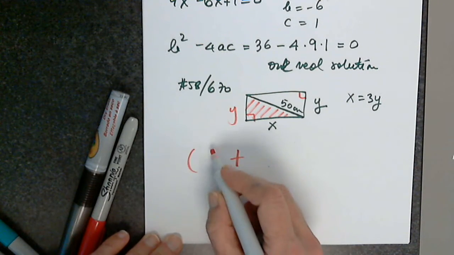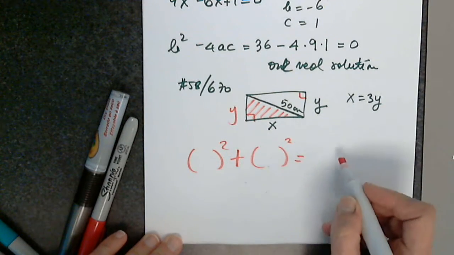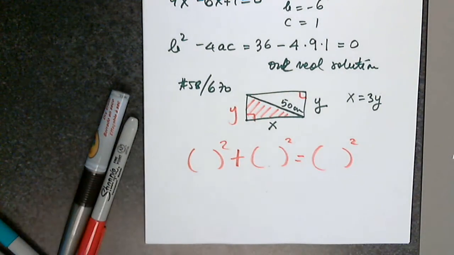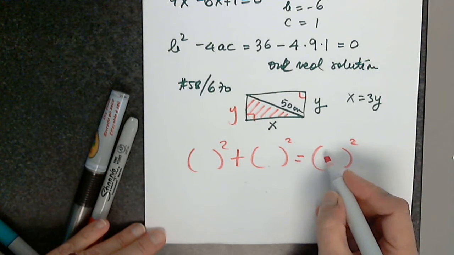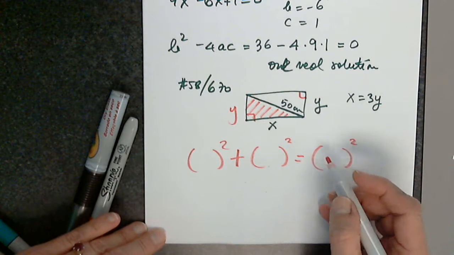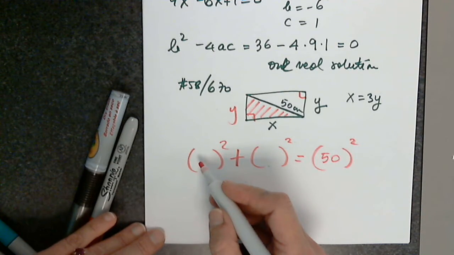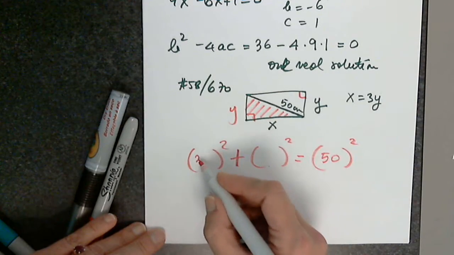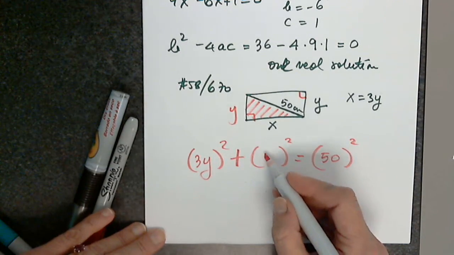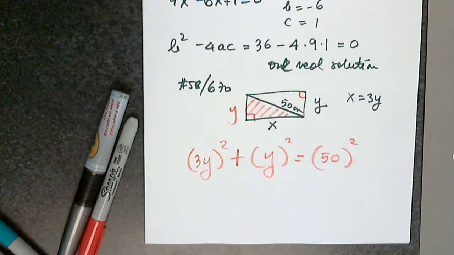It's the sum of the squares of the legs equals the hypotenuse squared. The longest side squared equals the sum of the legs squared. So what do I write here? Perfect. What do I write here? Yes, but I will write 3y. Perfect. What do I write here? Indeed. So let's solve this equation for what? What are we solving for?